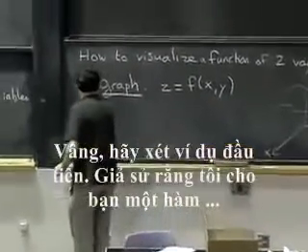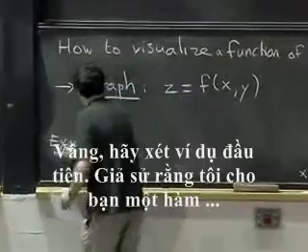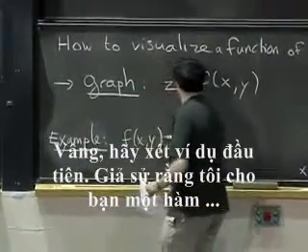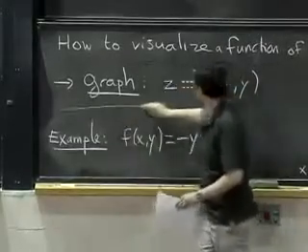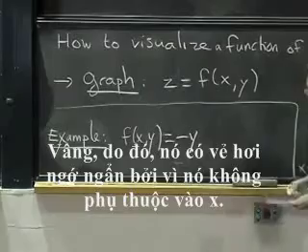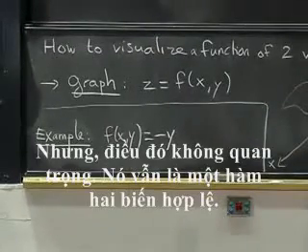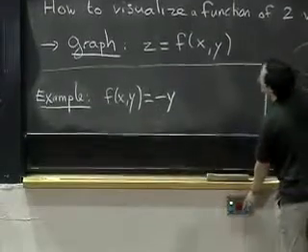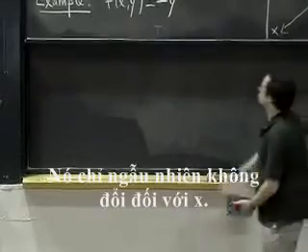So let's do our first example. Let's say that I give you the function f of x, y equals negative y. It looks a little bit silly because it doesn't depend on x, but that's not a problem. It's still a valid function of x and y. It just happens to be constant with respect to x.